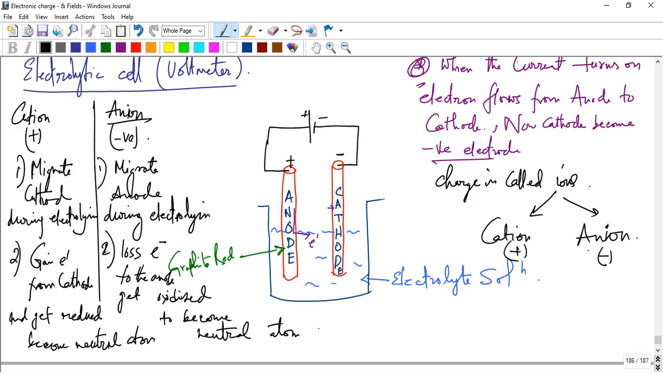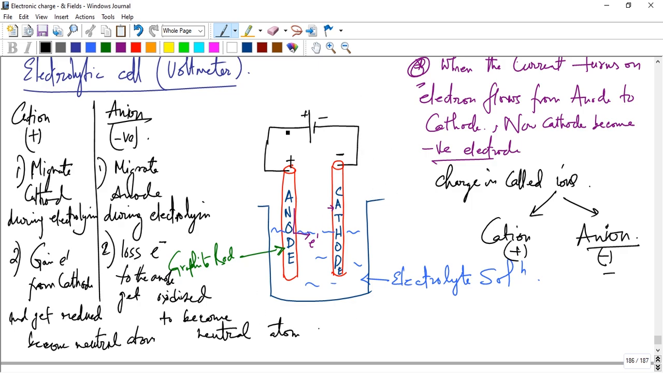So anion goes to anode and cation goes to cathode. After that they become neutralized. Okay, that's very important. After that they become neutralized because there is a positive ion and a negative ion. The cation goes to cathode, so they are neutralized, and the anion, minus, goes to anode. That's why here we are neutralized, these two, okay. Now that cell is called an electrolytic cell.